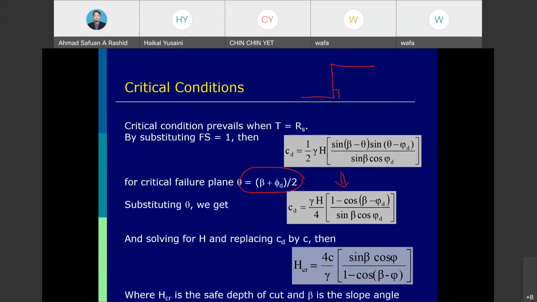Then to determine the critical height, the H is moved to the left side while the rest is on the right side. So from there we can determine what is the safe depth of cut. And beta is the slope angle. So it depends. For example, if you want to construct a vertical cut, then we use 90 degrees as the beta value.